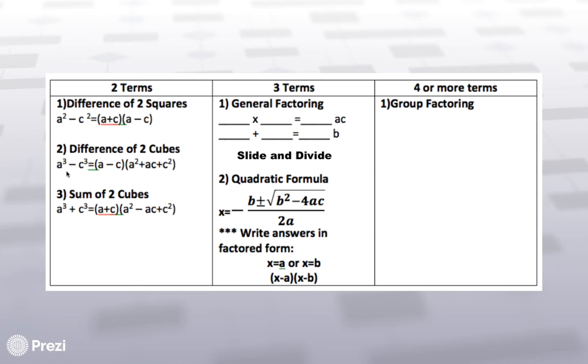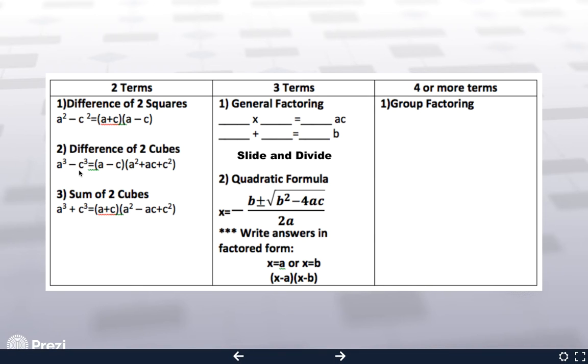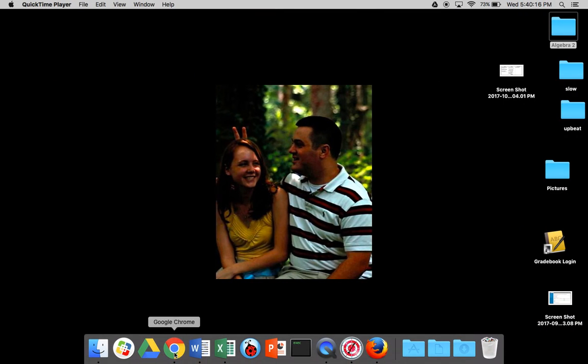So if you see anything like that and they are subtracting and there are 2 of them, you're going to be using a difference of 2 cubes. The process we use when we do a difference of 2 cubes, you guys, to get our a and our c, we're going to have to cube root the a cubed and cube root the c cubed. That will give us our a and our c, and after that, you just substitute that into the formula, and then you'll be done.